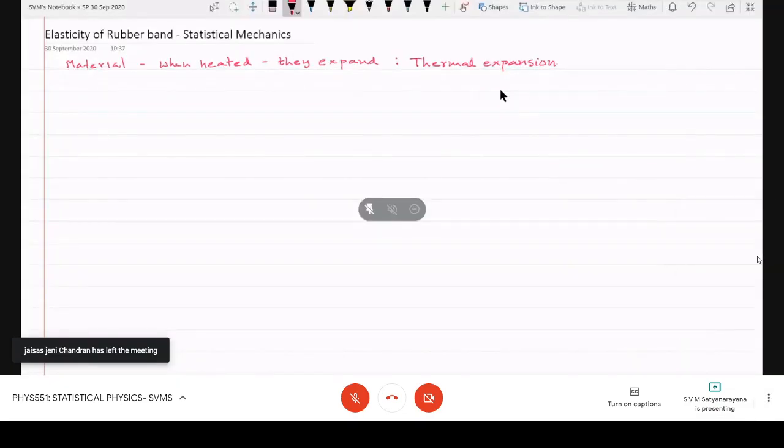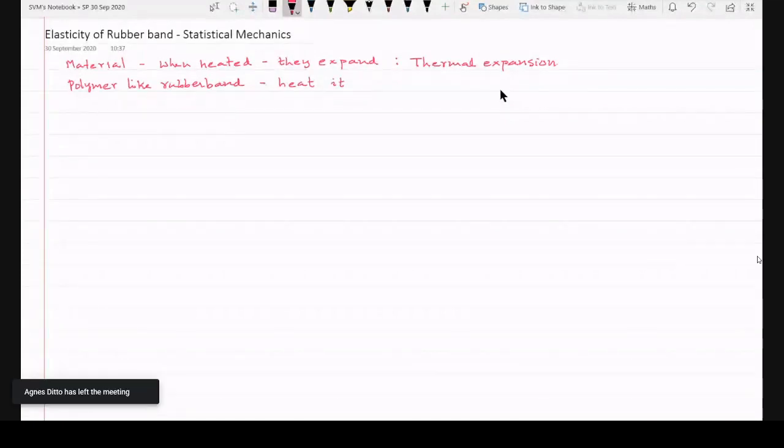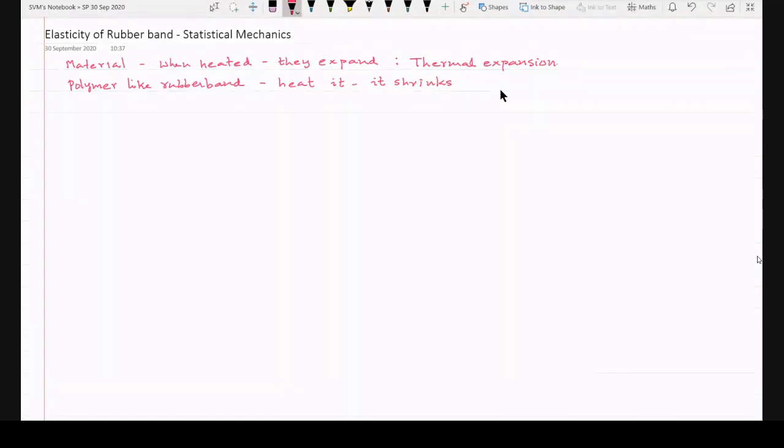But materials like a rubber band, for example, if you take a polymer like a rubber band and heat it, then it actually shrinks. It doesn't expand, but it actually shrinks.